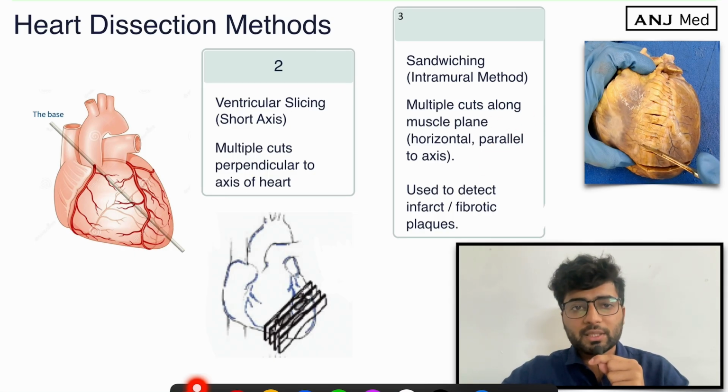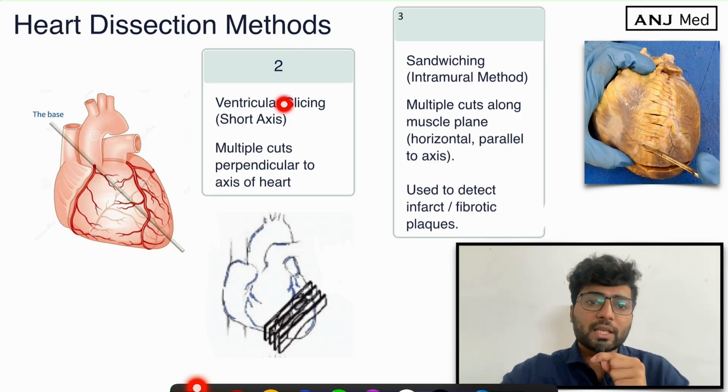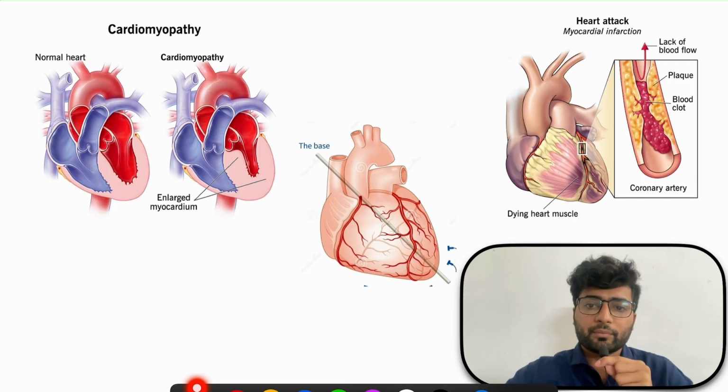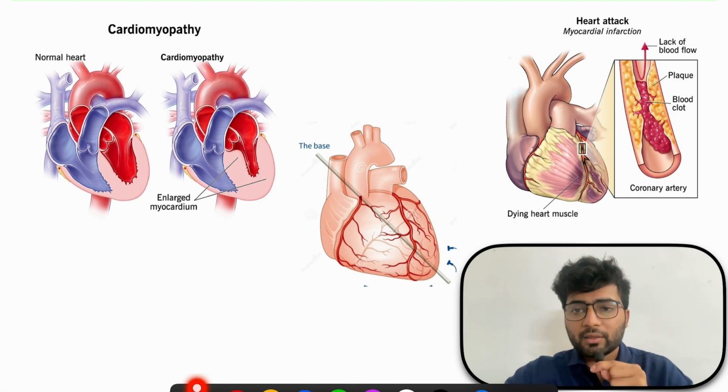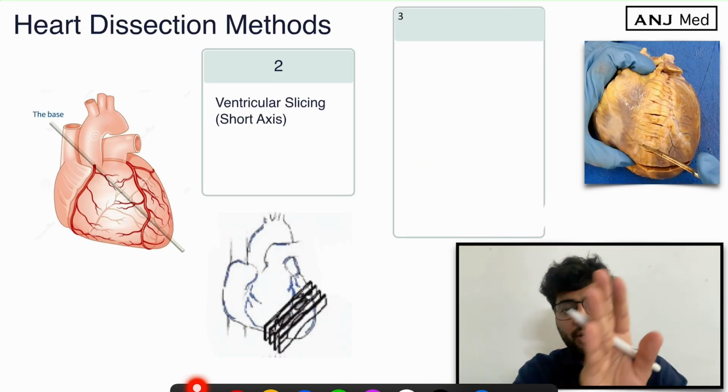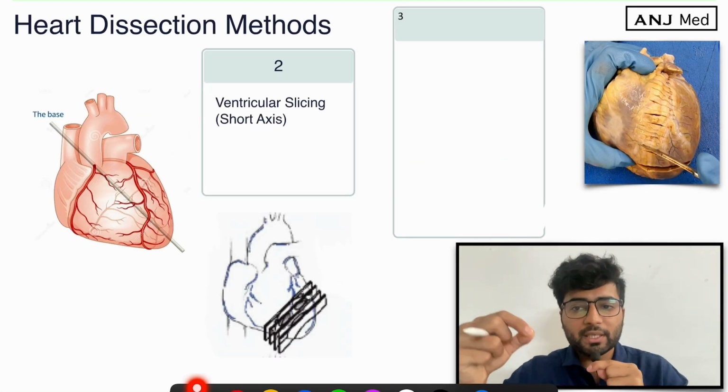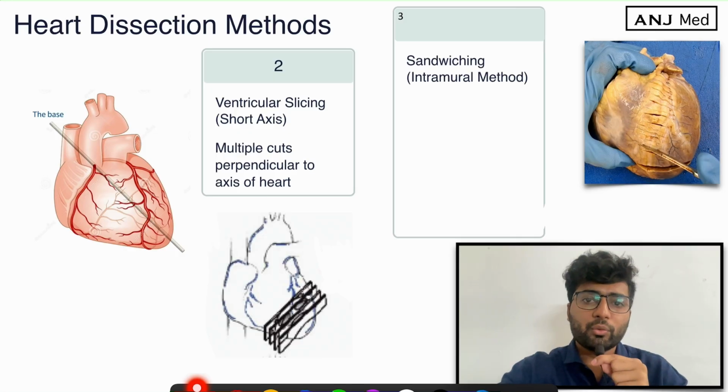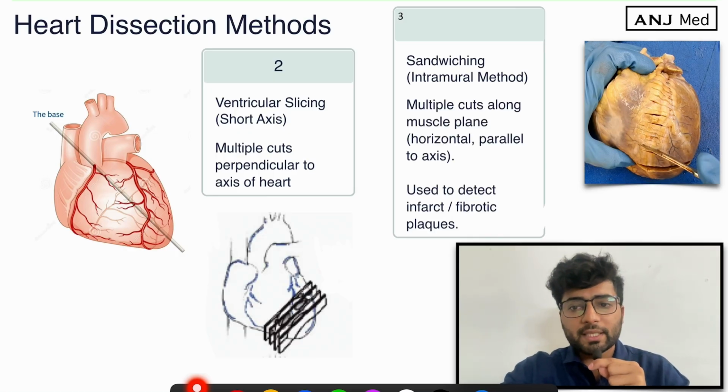So sandwiching is parallel and ventricular slicing is perpendicular, and this is used to detect the fibrotic plaques or infarct. See over here, this is an infarct, where the heart is not getting any blood, so it is having an infarct in the walls of the muscle. So now we need to apply perpendicular cuts to see this infarct inside the wall of the heart. So we have two methods, ventricular slicing and sandwiching. Ventricular slicing is perpendicular, sandwiching is parallel.